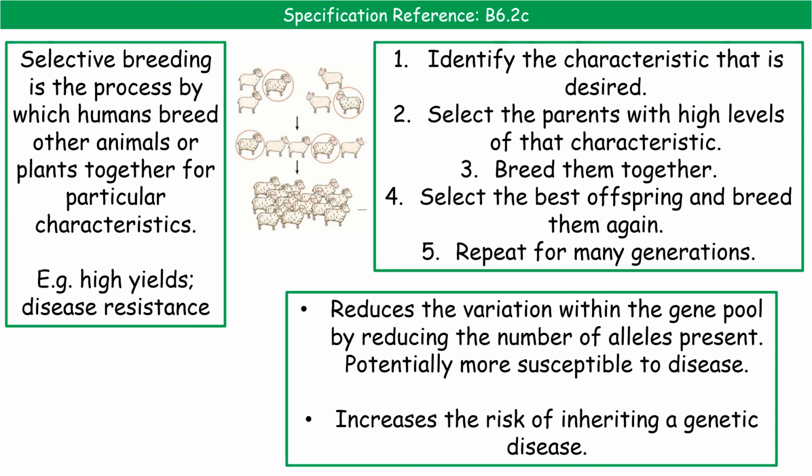Now, obviously that does give us a large number of individuals with the characteristic we wanted, but it reduces variation in the gene pool. So we're reducing the number of potential alleles, which means they are more susceptible to disease. We're also increasing the risk of inheriting genetic disease because the vast majority of genetic diseases are recessive. So if you're making it so there's a smaller and smaller gene pool, the chance of those 2 recessive alleles making it into one organism increases each time. So that means there could be a greater amount of genetic diseases.